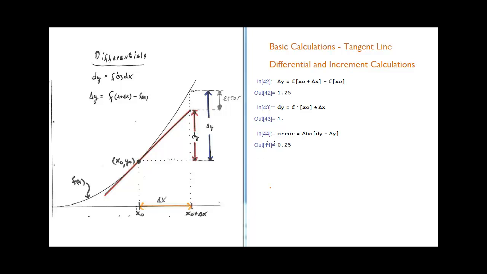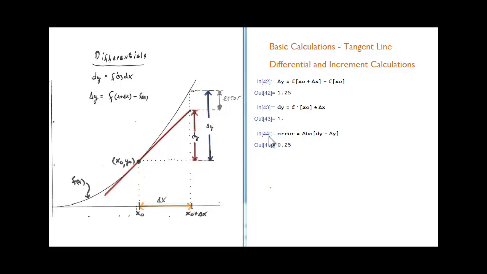The differential estimate of that is based upon the slope of the tangent line, which is f prime of x naught. That's the slope. If you multiply the slope, rise over run, by how much run you've got, you get how much rise you have. That's the differential estimate. And that is, in this case, an underestimate of the actual value of the function at the changed input. And the error would be the difference between the actual value and the value estimated by using the slope of the tangent line at that point.